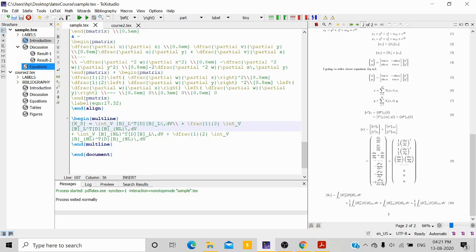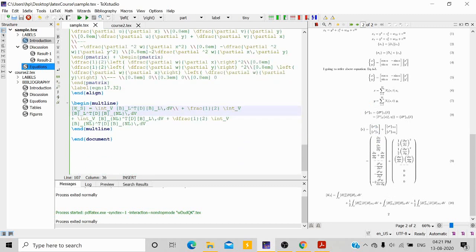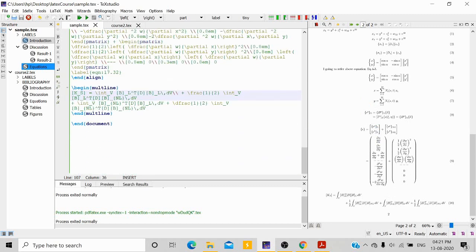These are different equations you can write, with all these matrices, epsilon, delta, and using different commands. And I think this will be very useful for you all.